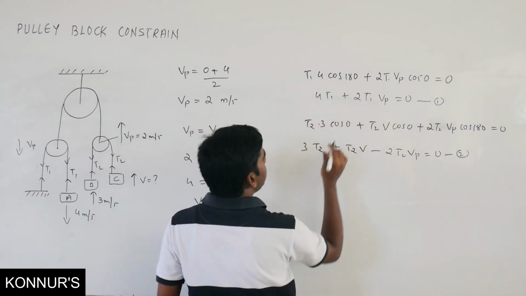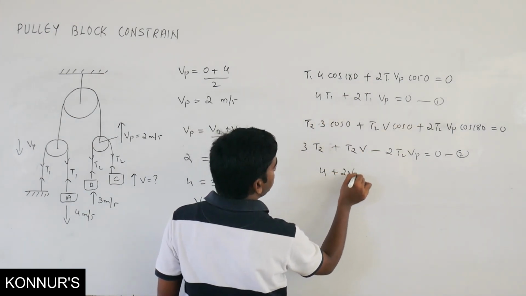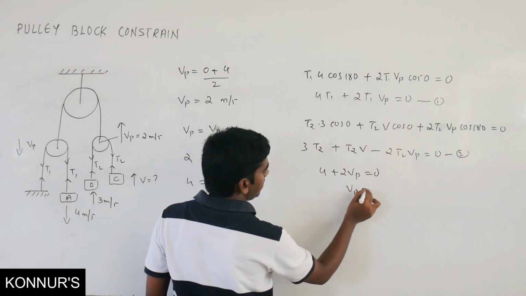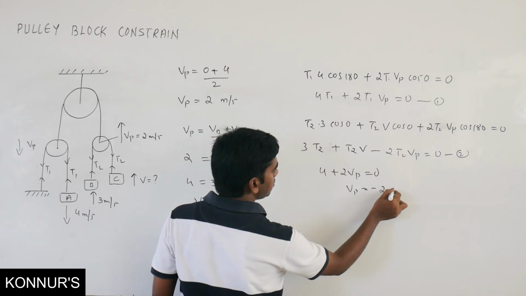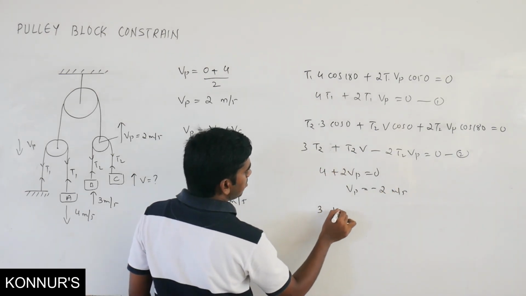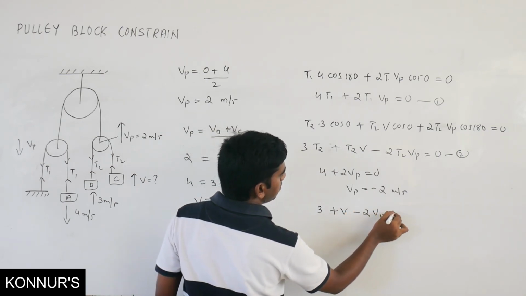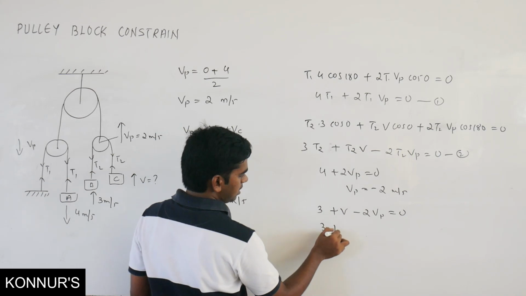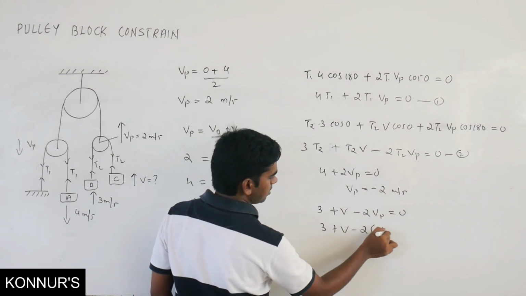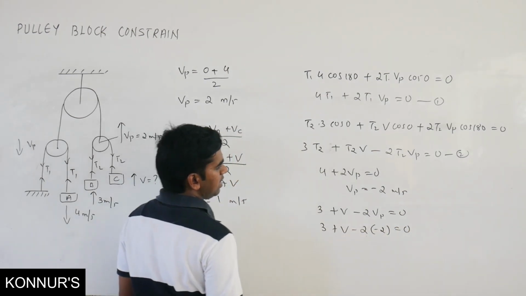You can remove T1, it will go on that side. So 4 plus 2 Vp equals 0 from the first equation. So Vp is minus 2 meter per second. Substitute here. What will it become? 3 plus V minus 2 Vp equals 0. So 3 plus V minus 2 into minus 2 equals 0.